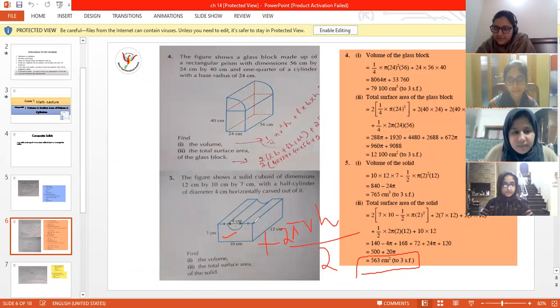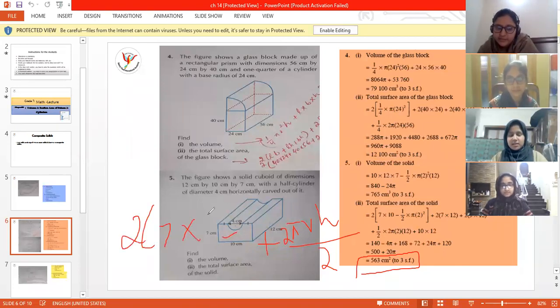Ma'am, this I also understood. Then what is left? Ma'am, this curve which is coming in this, you did nothing with it? Which one? This 12. No ma'am, the curve which is coming inside the cuboid is also surface area. How did you take its surface area? We have subtracted it. If you can see, 2 into 7 multiply 10, minus pi r square divide on 2. We have subtracted this.